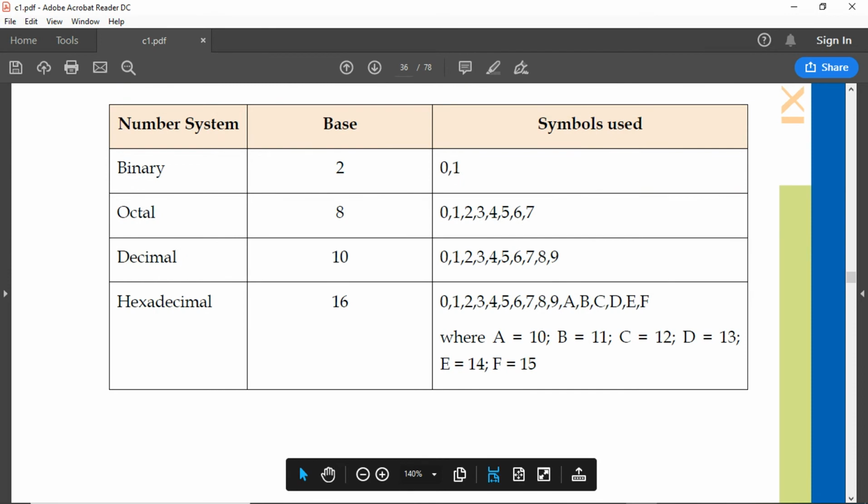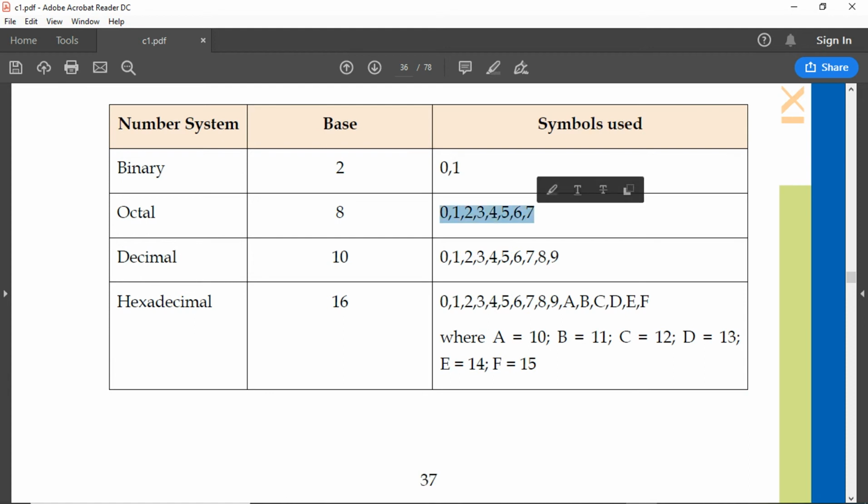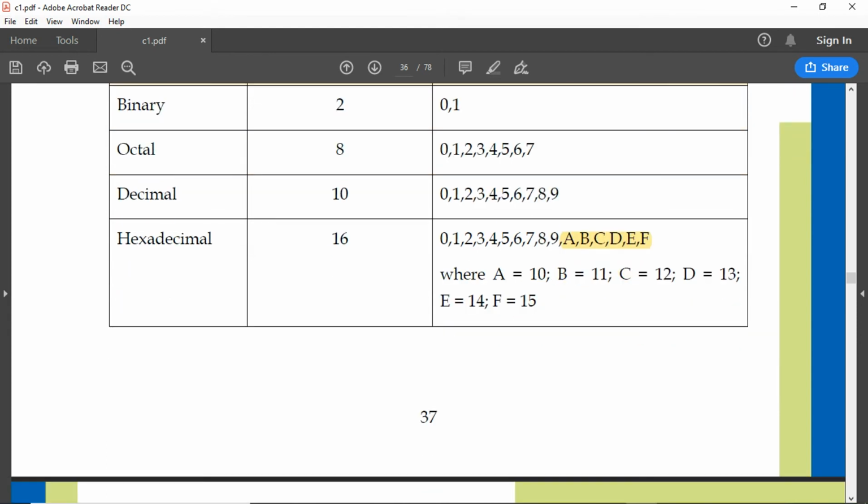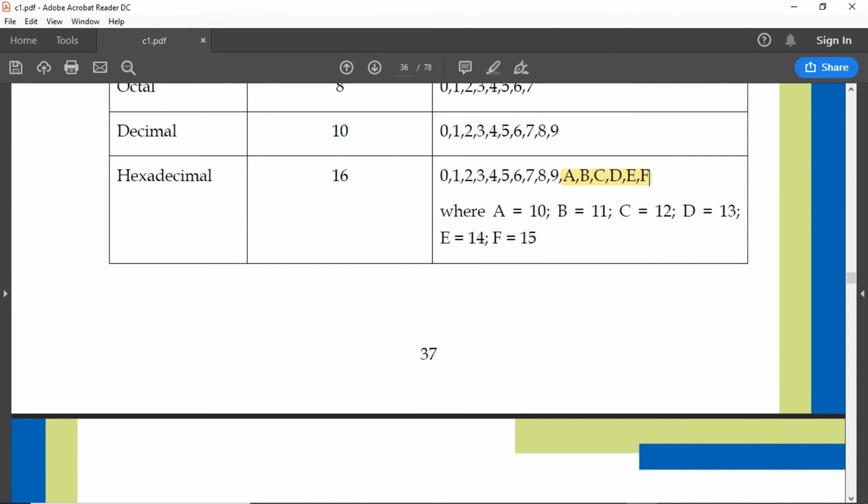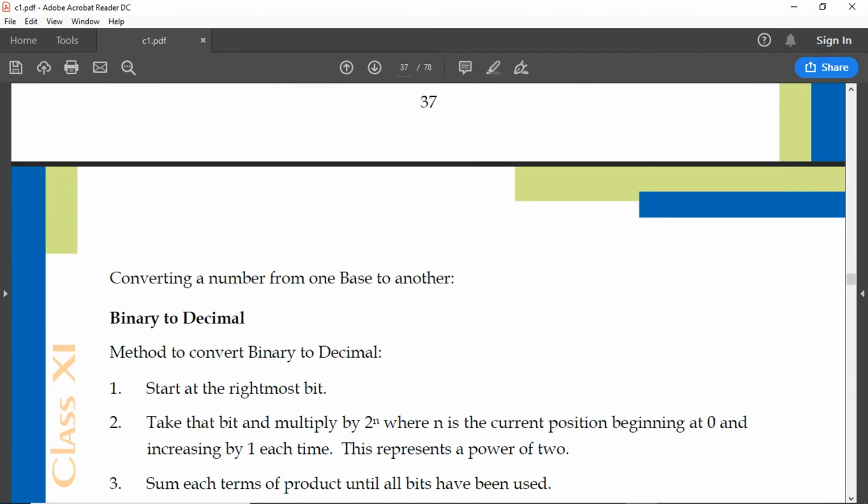Number system, base, symbols used. Binary, 2: 0, 1. Octal, 8: 0, 1, 2, 3, 4, 5, 6, 7. Decimal, 10: 0, 1, 2, 3, 4, 5, 6, 7, 8, 9. Hexadecimal, 16: 0 to 9, A, B, C, D, E, F, where A equals 10, B equals 11, C equals 12, D equals 13, E equals 14, F equals 15.